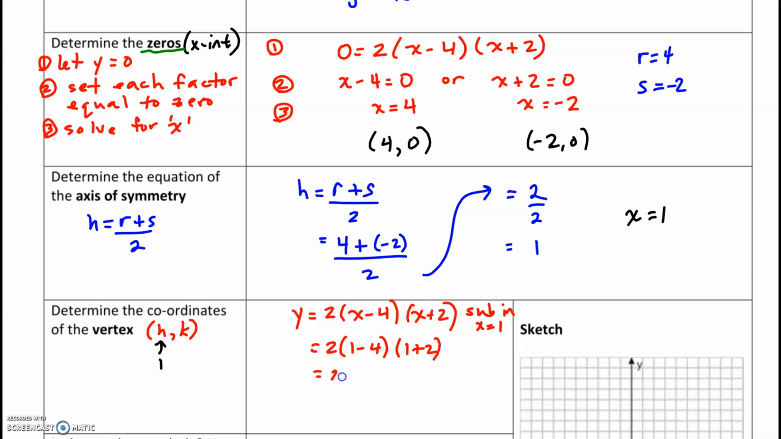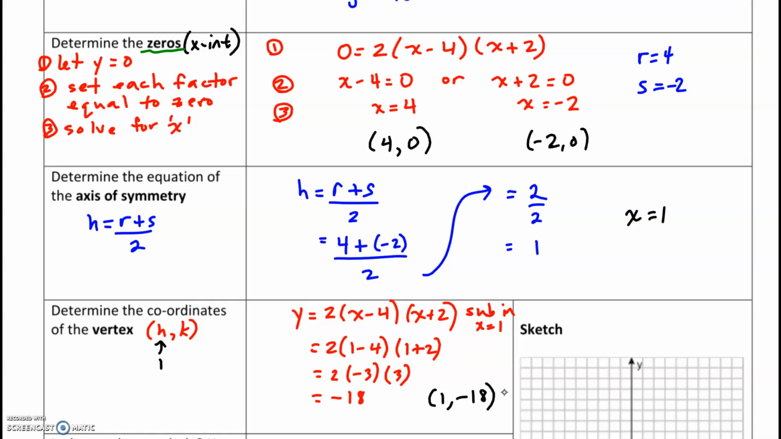Okay, we'll solve our brackets first. 1 minus 4 is a negative 3, and 1 plus 2 is a positive 3. And we'll multiply. 2 times negative 3 is negative 6, times 3 is a negative 18. So that is my k value, or my y value, and so my vertex is going to be (1, -18).